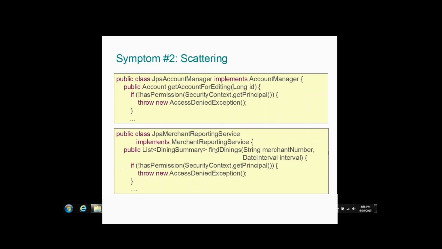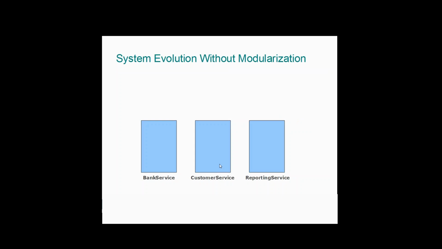Okay, the same piece of the code is there in all the places. This is another problem. Now, let's say when you started developing these different services like bank service, customer service, reporting service, you are taking care of designing very well. All the functions are implemented very well, and they are testable and all those things.